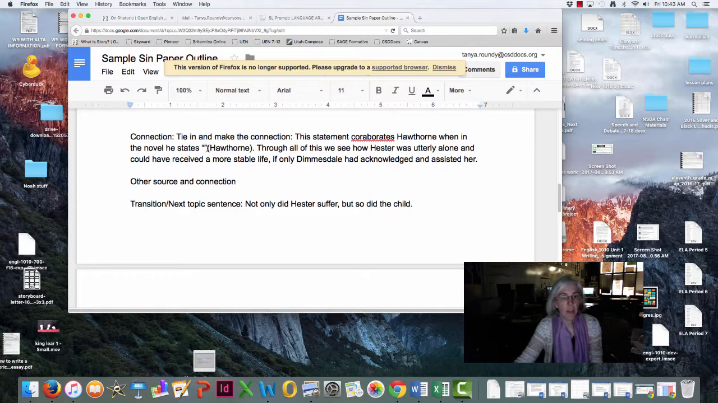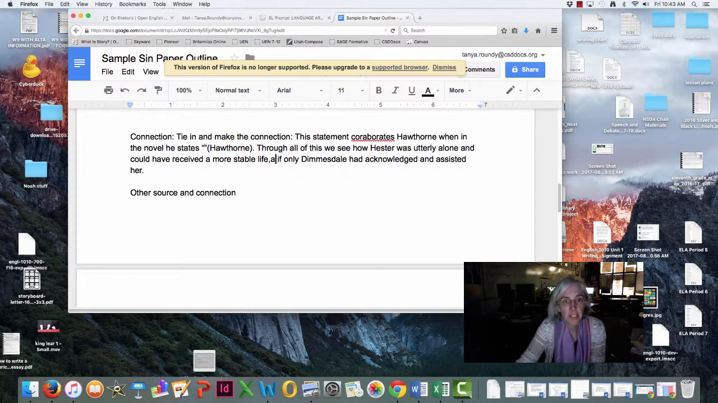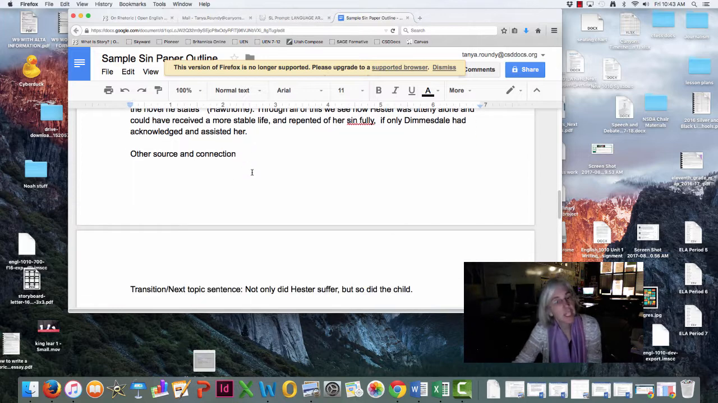Then, if I wanted to add more information or other connections or other development that you might have that goes with this idea, you could bring that up here. Otherwise, we move on to the next idea. So, for here, I'm going to transition into the next topic sentence. Not only did Hester suffer, but so did the child. And then I bring up how hurting people is worse, especially an innocent child, and so forth. Then I would transition.